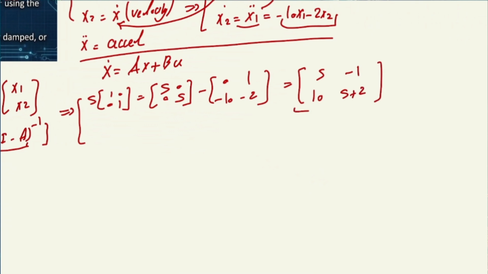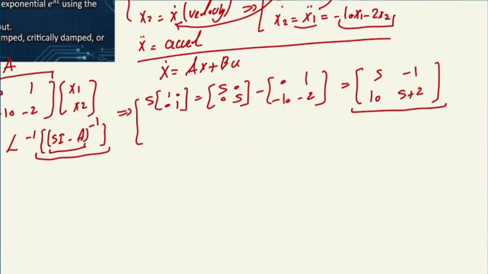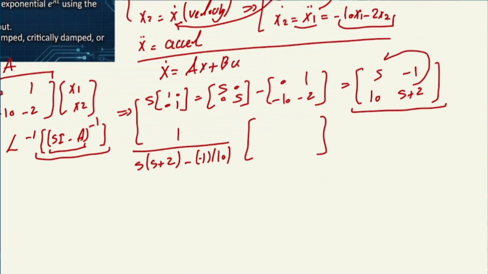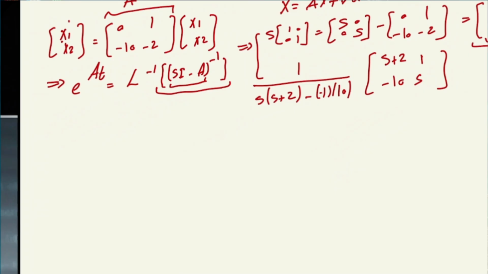As you know, in order to find the inverse of this matrix, because it is important for finding the Laplace inverse, we have to find the determinant, which is 1 divided by s times (s plus 2) subtracted by negative 1 times 10. Inverse means that I have to swap the places of s and s plus 2, so it would be s plus 2 and s, and I have to multiply the other two numbers by negative 1, negative 10 and 1. So if I do that, at the end of the day, your final system is going to be like this.